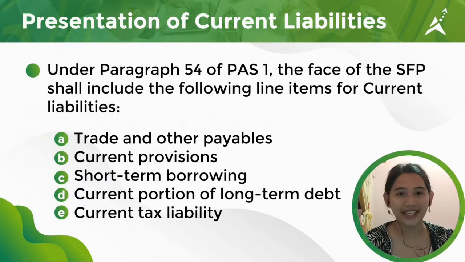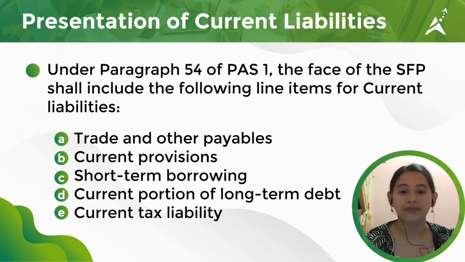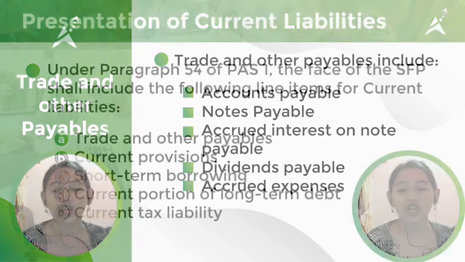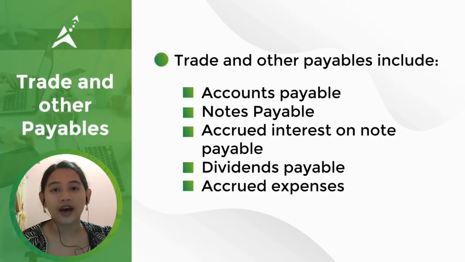Let's move forward to the presentation of current liabilities. Under paragraph 54 of PAS 1, the face of the statement of financial position shall include the following line items for current liabilities: trade and other payables, current provisions, short-term borrowing, current portion of long-term debt, and current tax liability. The trade and other payables include the accounts we used to know, such as the accounts payable, notes payable, accrued interest on note payable, dividends payable, and accrued expenses.